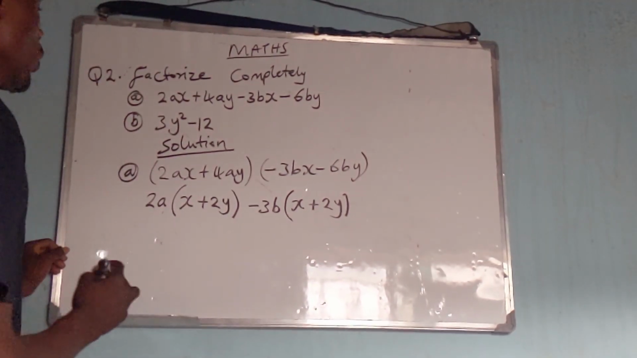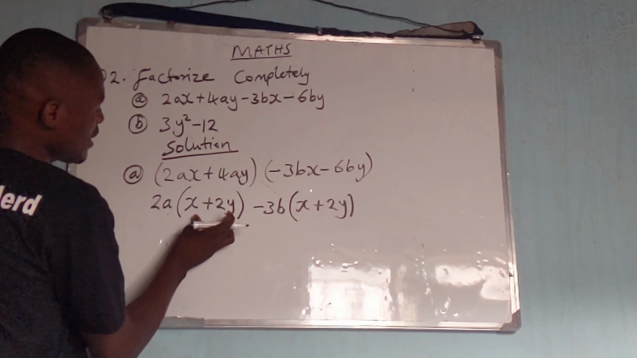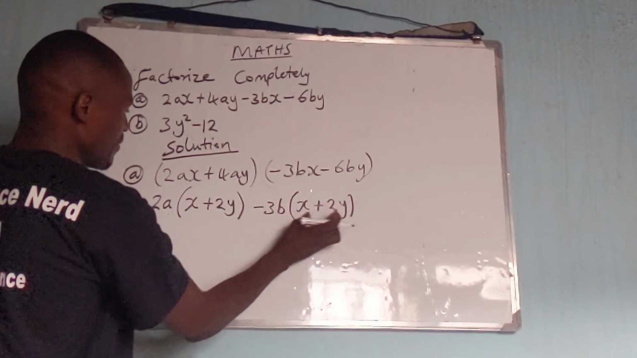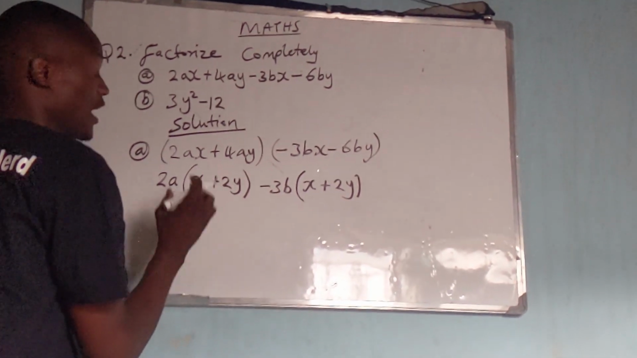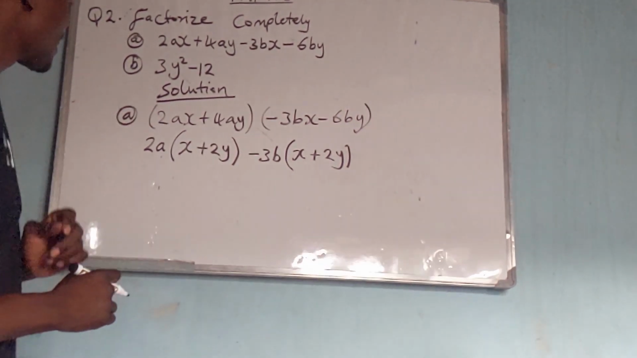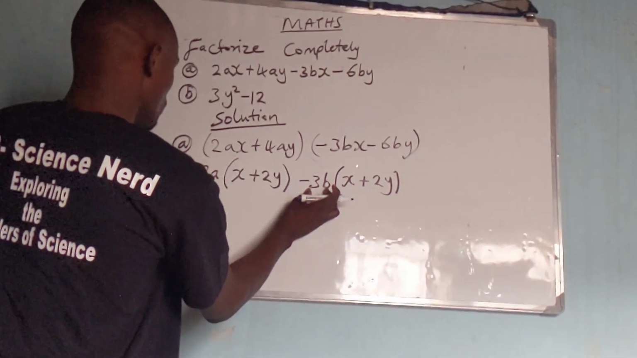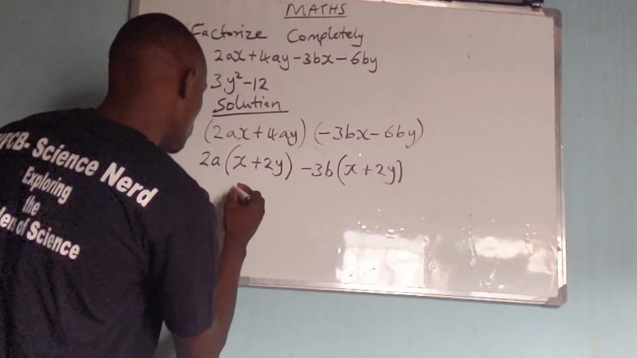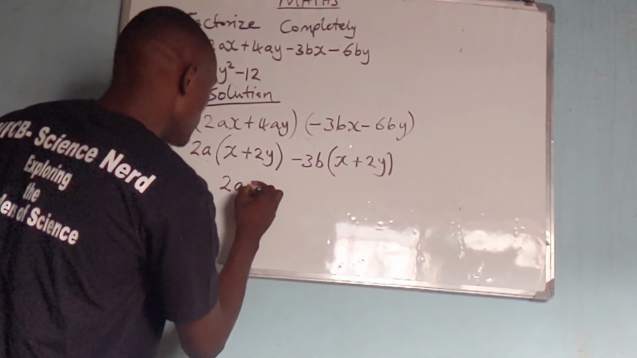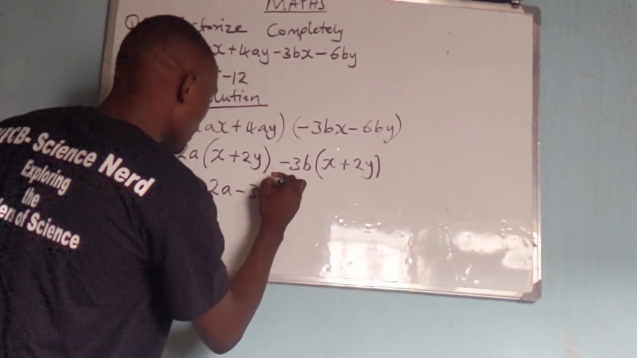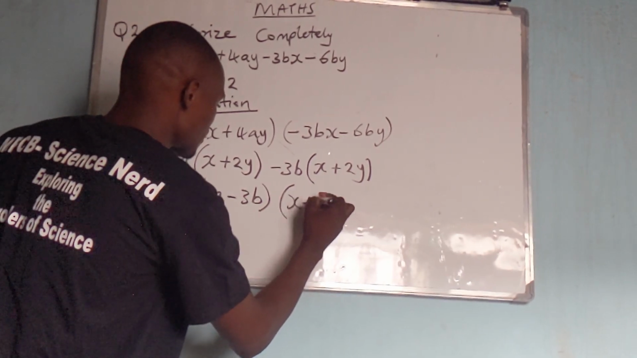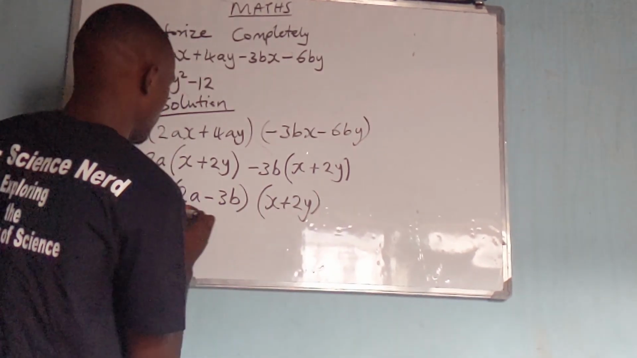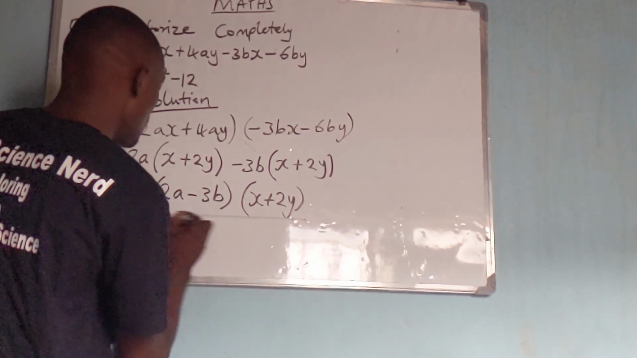From there, we can see that the brackets are the same. So this and this are the same. Therefore, we just write 1 and put these two together. We are going to have 2a minus 3b in brackets, then x plus 2y in brackets. This is our answer.